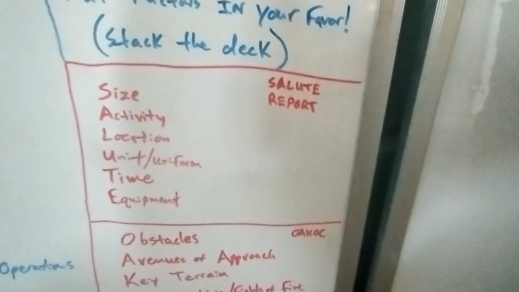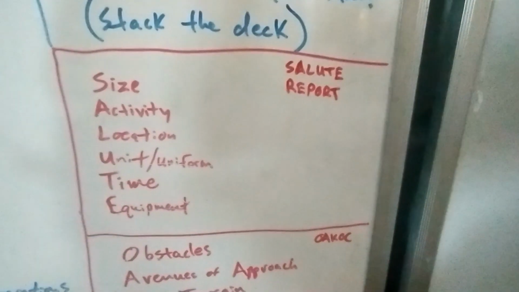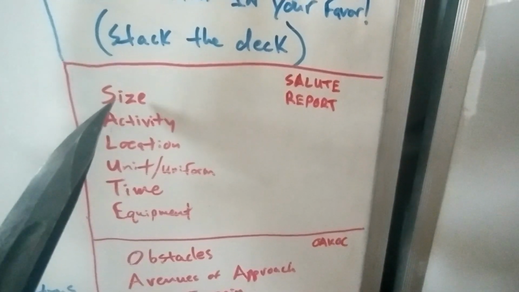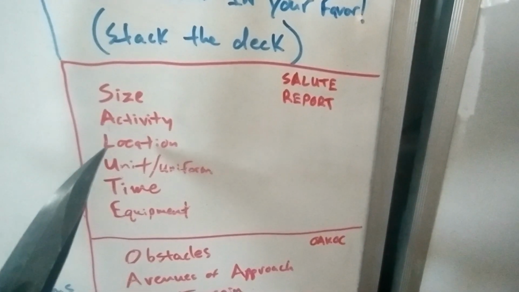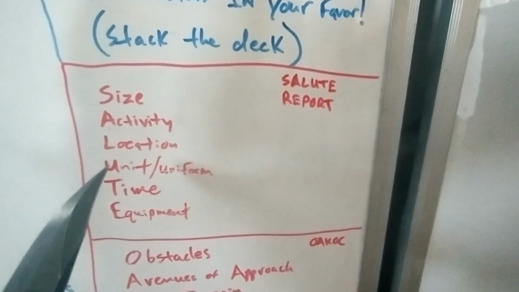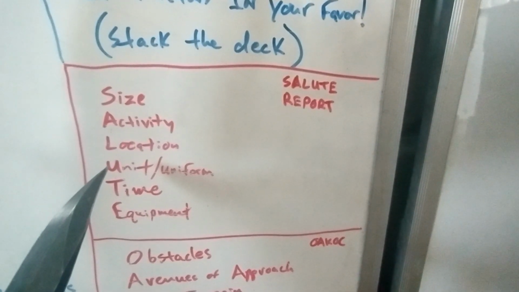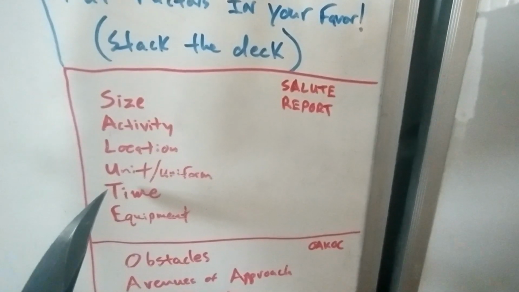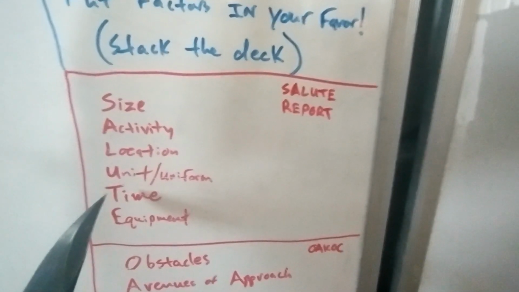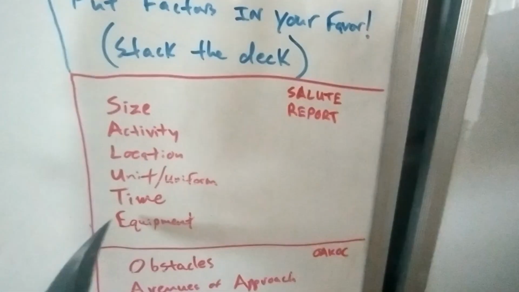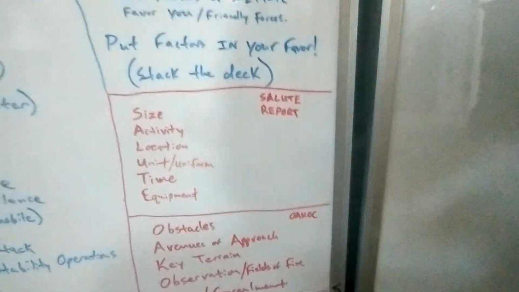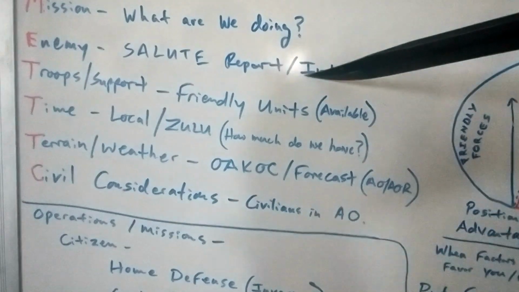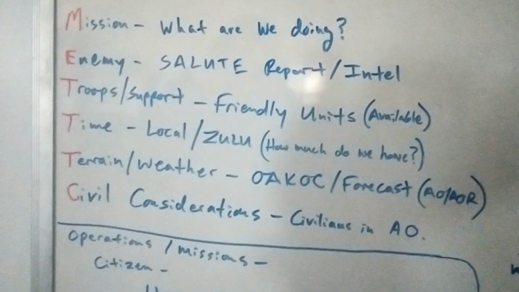I may do a video in the future on how to put together a proper SALUTE report, but you want to be able to determine the size of the enemy, the activity that they're doing, location that they're at, 8 or 10 digit grid, unit they're part of, and uniform they're wearing, the time they're on the objective and how long they're going to be there, how long you have to conduct that operation, and the equipment that they have readily available to them, right? So all that's going to be wrapped up into an accurate, intelligent report, right?